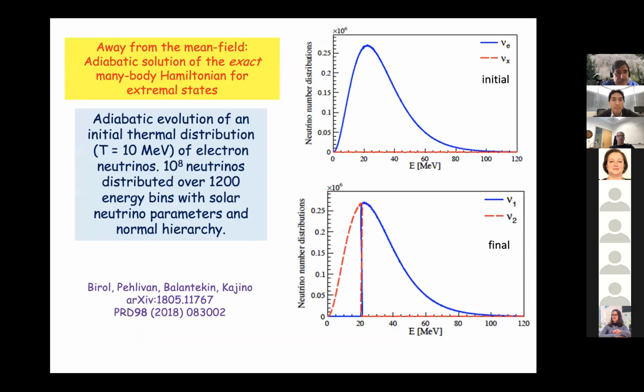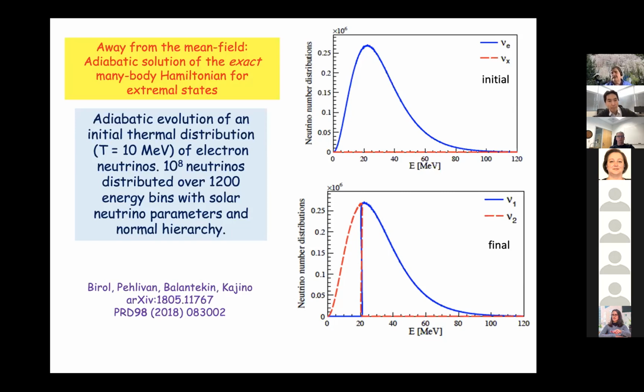Now, given that, about 3 years ago we looked at an initial thermal distribution of electron neutrinos with a temperature of 10 MeV. We took 10 to the 8 neutrinos distributed over 1200 energy bins and used the solar neutrino parameters and normal hierarchy. This is of course an adiabatic solution. If you start with the distribution shown on the top of the slide, where you have all electron neutrinos and no other kind, and you let the system evolve, by the time they reach the detector on Earth you will see that there is a split. This is the so-called spectral split phenomenon. Below a certain energy, all electron neutrinos basically convert to the second mass eigenstate. Above that energy, all electron neutrinos convert to the first mass eigenstate.